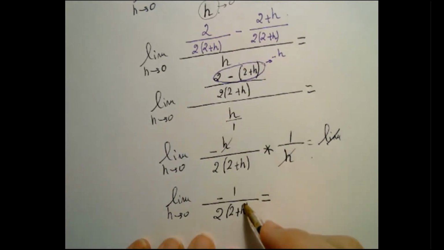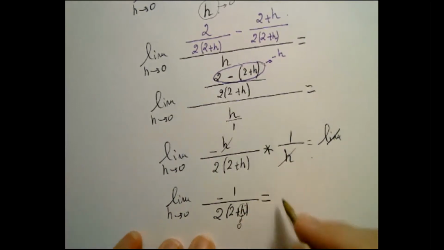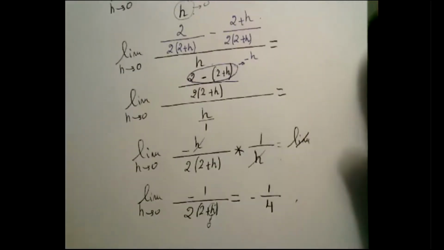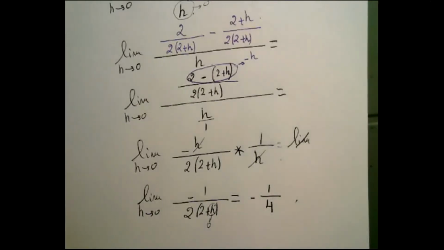As h becomes very small, this will leave me with minus 1 over 4. At least we know it's going to be negative, but that's about all we know. Now let me do the setup with the other definition. So let's see what the other definition is.